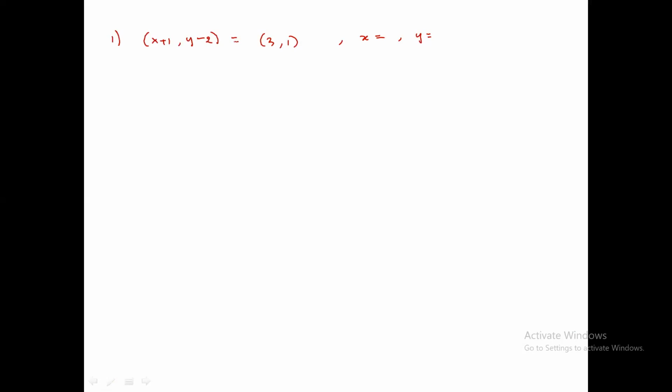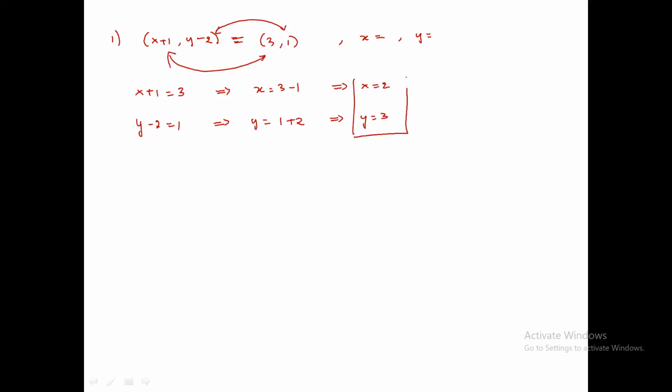It's very easy. Because both the ordered pairs are equal, you can set these two equal. X plus 1 equal to 3, y minus 2 equal to 1. That means x is 3 minus 1, that means x is 2. Here, y is 1 plus 2, that means y is 3. This is how we found x is 2 and y is 3.